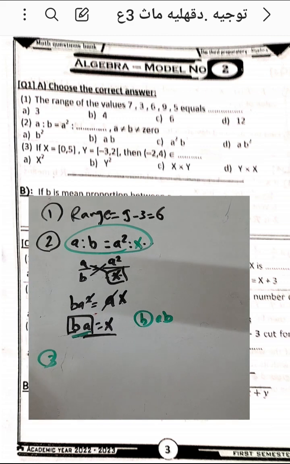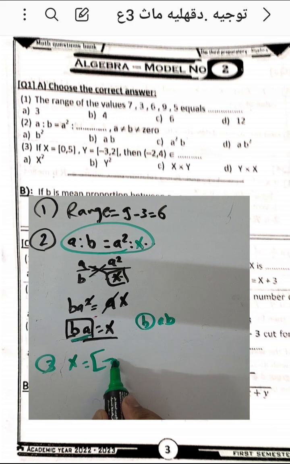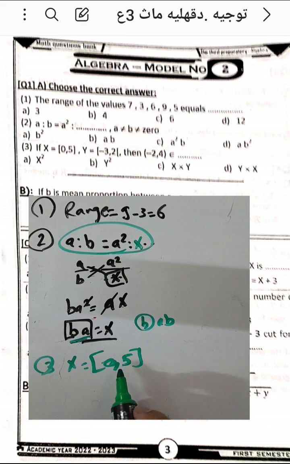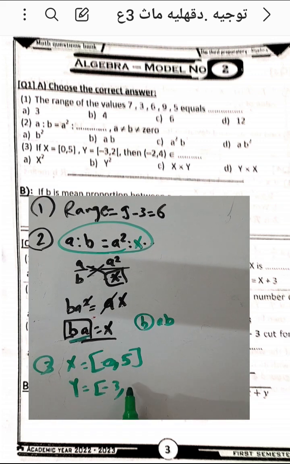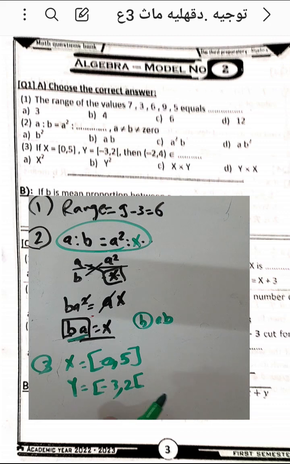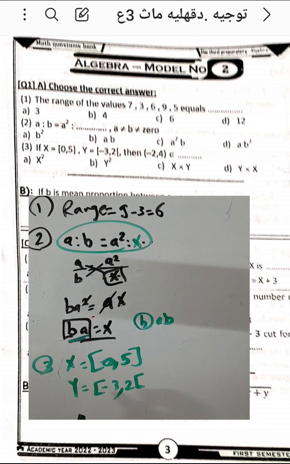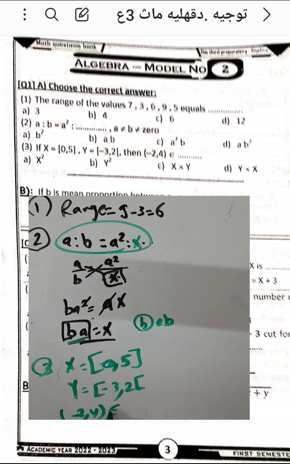Question 3. If x equals the closed interval from 0 to 5, and y equals the interval from -3, closed, to 2, opened. Then he wants to find what the ordered pair -2 and 4 belongs to.